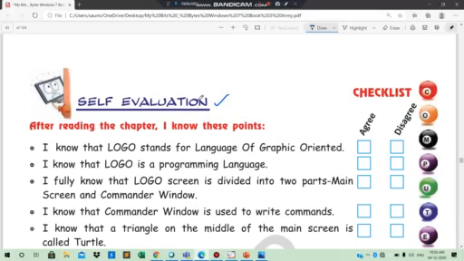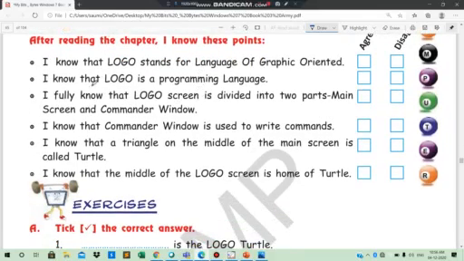So this is about the logo. So I know that logo stands for language of graphic oriented. ठीक है. So this is correct. ठीक है.